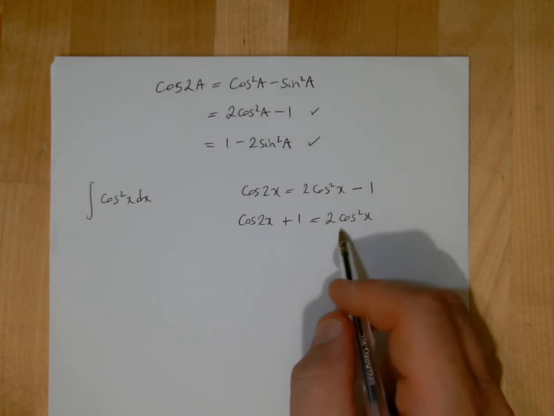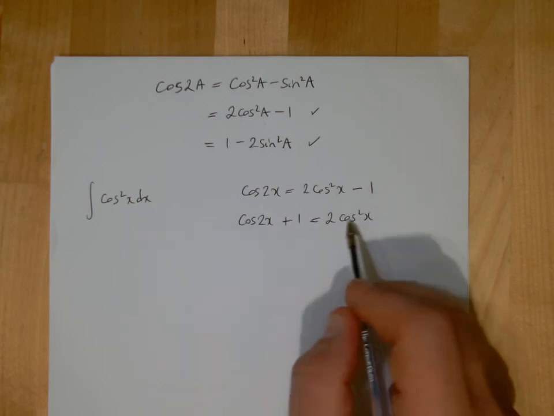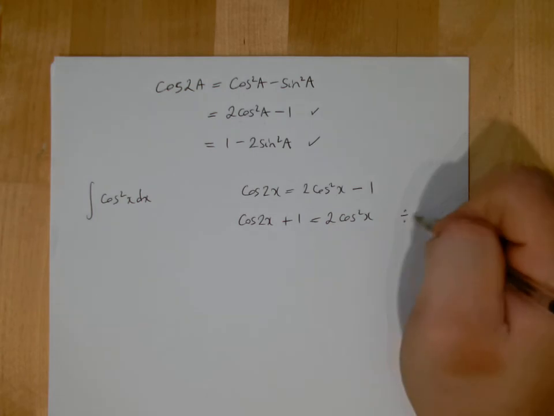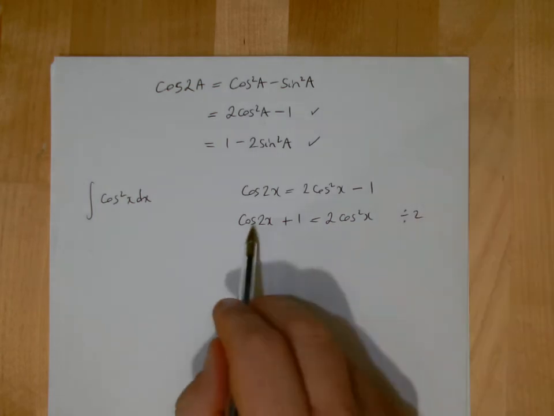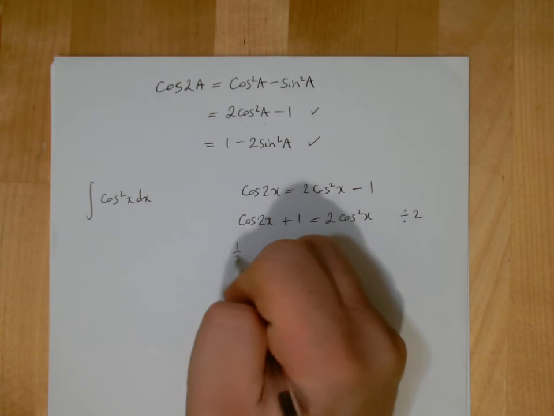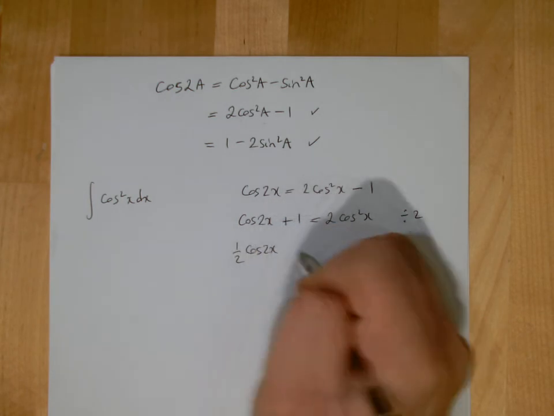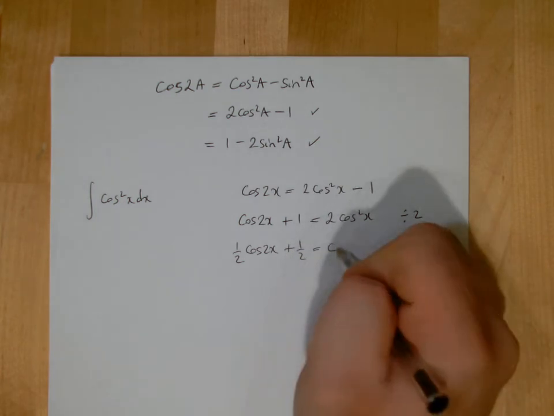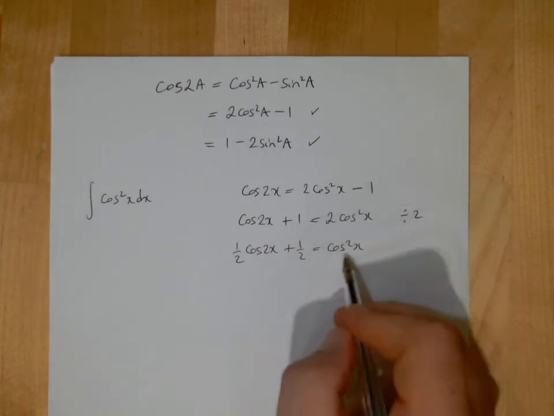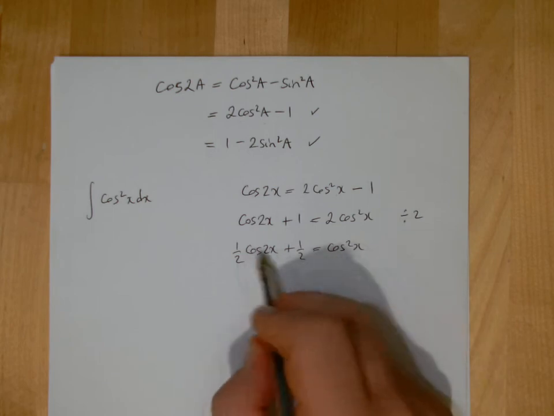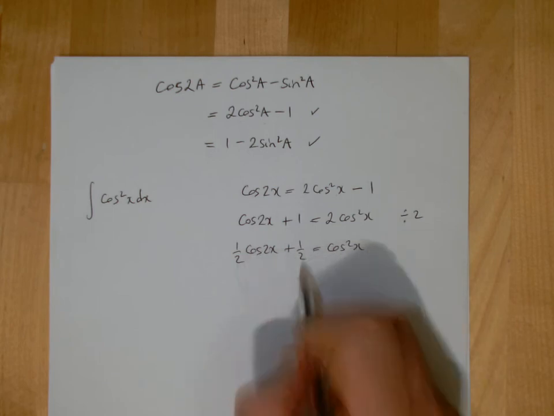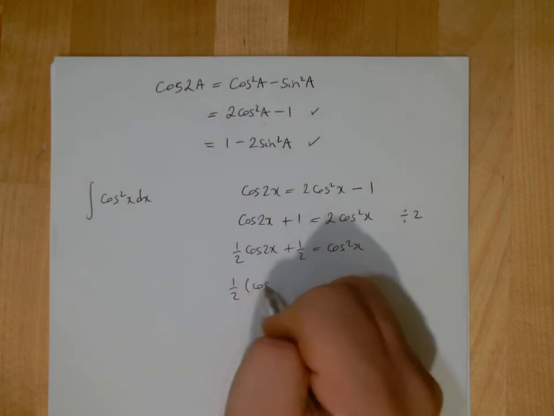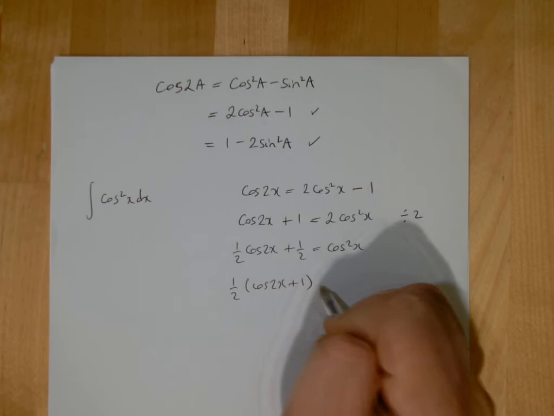But I need cos squared x, so I need to get rid of this 2 now. If I divide through by 2, then dividing this by 2 just becomes a half of cos 2x. Divide this by 2, it just becomes a half, and divide this by 2, I get cos squared x. So that's what cos squared x is equal to: half cos 2x plus half. And I could even factorize out a half and write it like that.